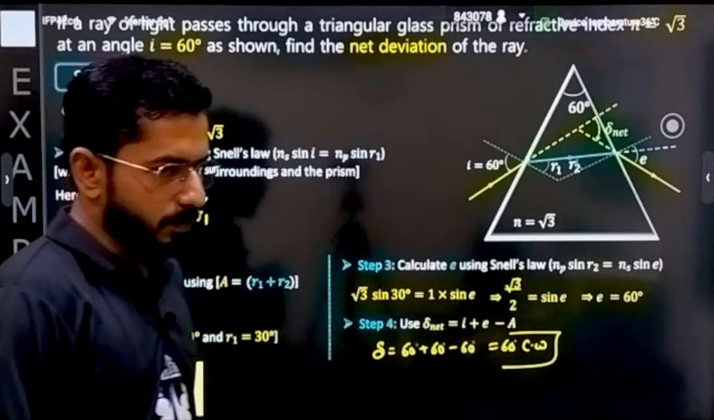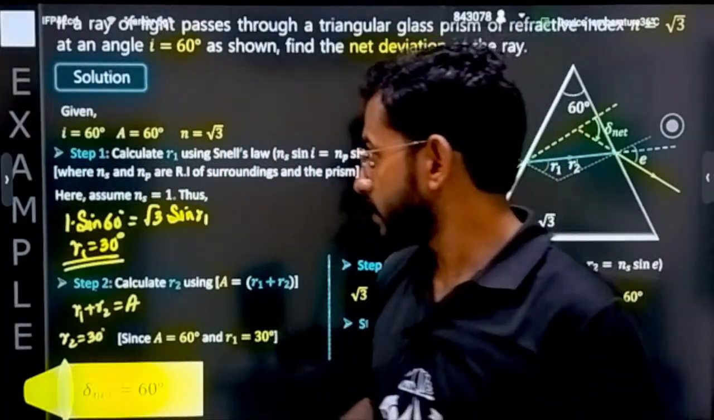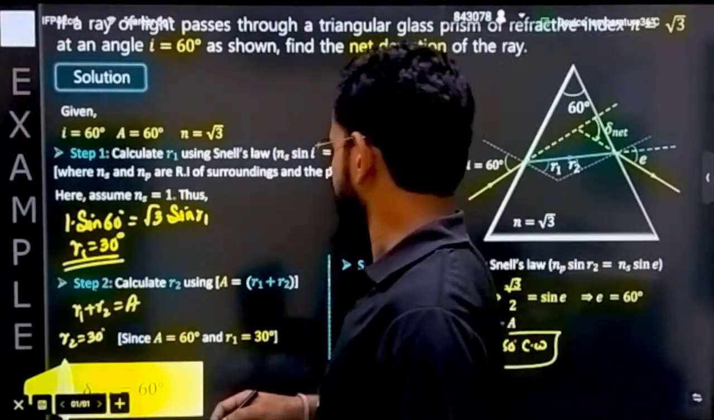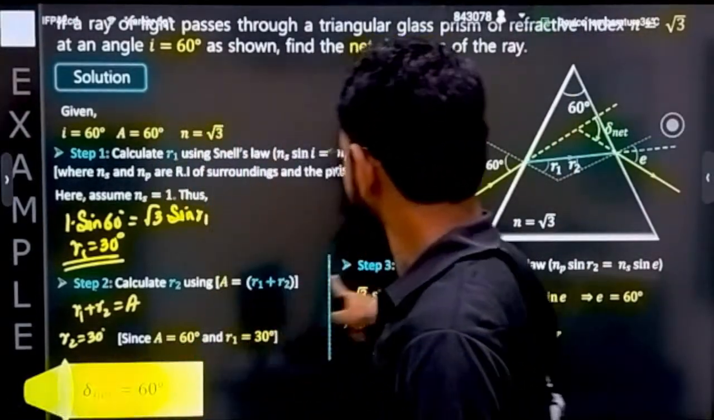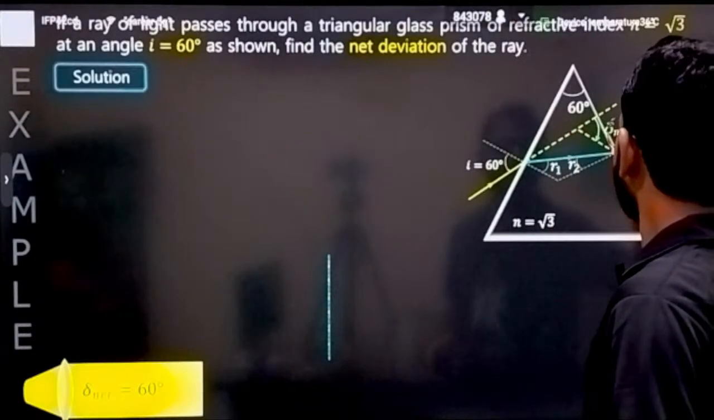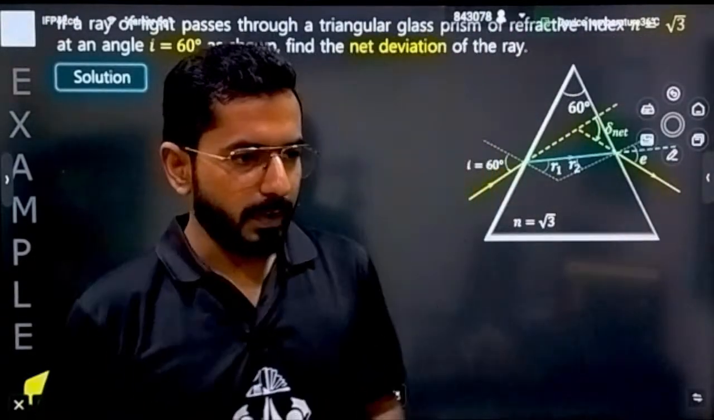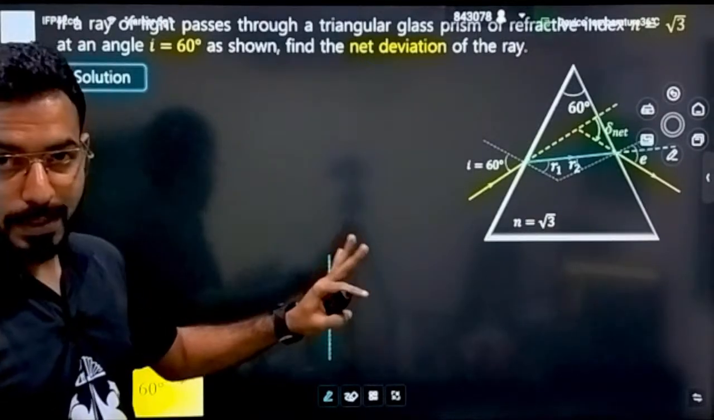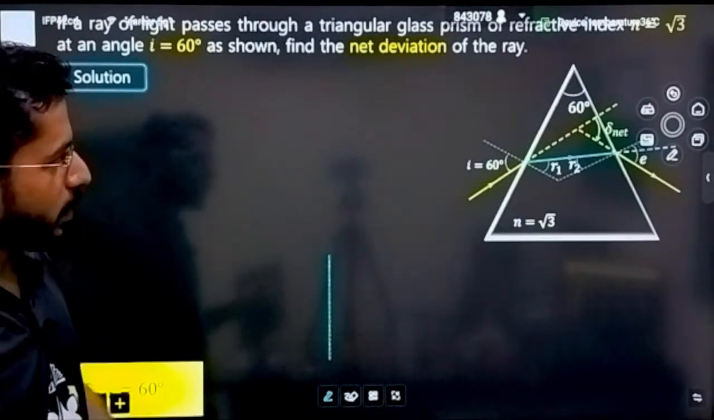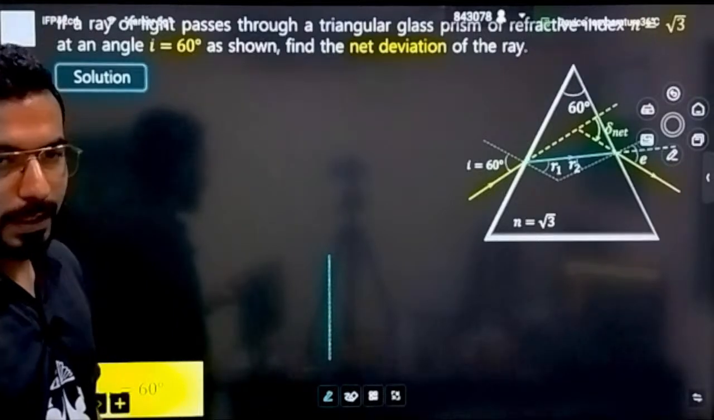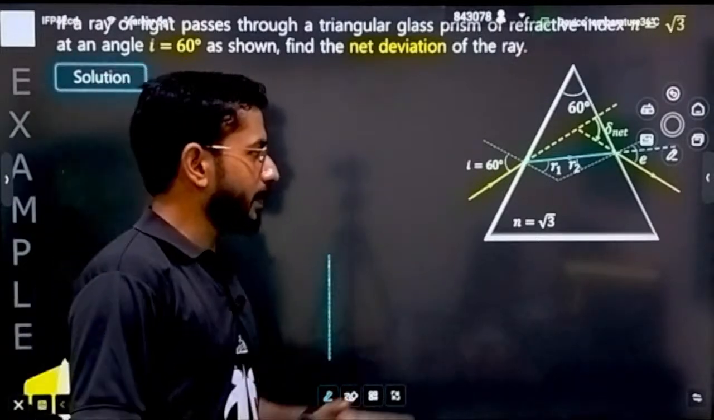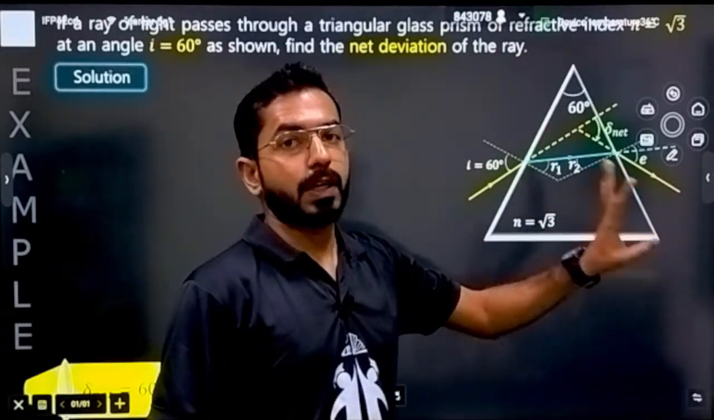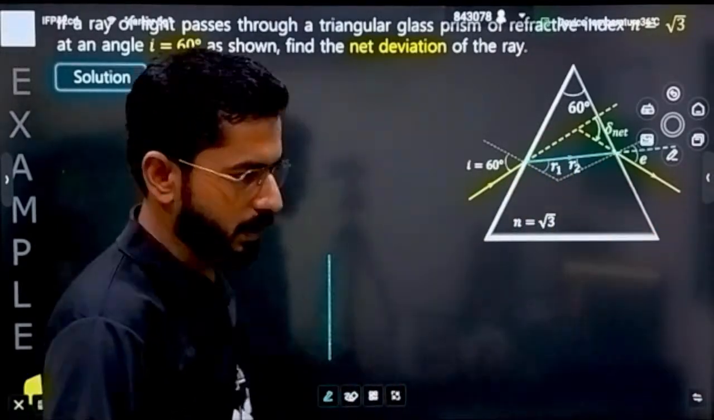So now just apply the formula here and let's see what result comes. Let's apply the formula. What has come? Check from the conventional method also whether the answer comes the same or not. I have already cross checked it. Now it's your homework to cross check it by the conventional method. Apply Snell's law, calculate R1, calculate R2, calculate deviation 1, calculate deviation 2, then check whether the net deviation comes out the same.